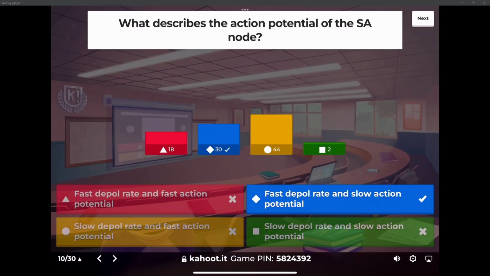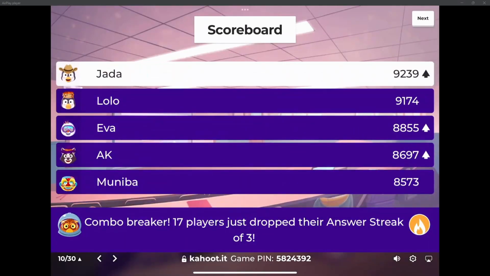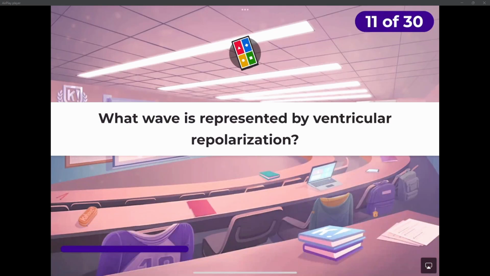What is the rate of the ventricular myocytes if I cut off all innervation to the heart and got rid of the AV node? What would the ventricles be at by themselves? 20 to 40. Very, very low. Slow depolarization rate but a fast action potential in the myocytes. Your autorhythmic cells, SA node, AV node, have a faster rate of depolarization but a slower time to get to your peak action potential. Those are some thinking questions.